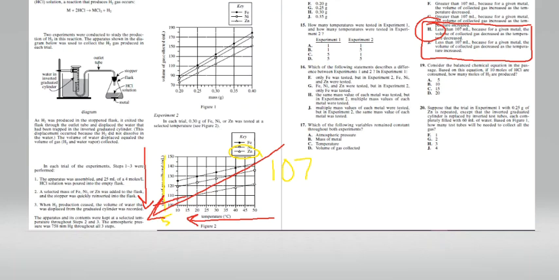Now J, they may try to trick you up a little bit. It says, for a given metal, the volume of gas collected decreased as the temperature increased. All of these lines would be shifting in a different way if that were the case. So we know the answer is H.